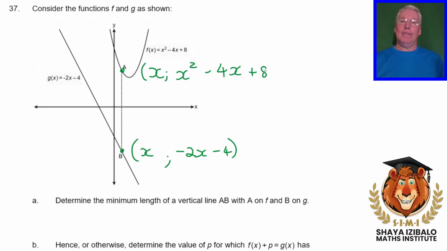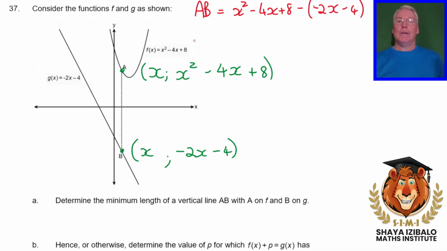Now, the length of this line will be the bigger y value minus the smaller y value. All right, and that's worth just remembering always. A vertical line, just the bigger y value minus the smaller y value. Notice that this smaller y value is actually negative, but when we subtract a negative, we end up adding. So the length of the line AB is actually just going to be x squared minus 4x plus 8 minus negative 2x minus 4.